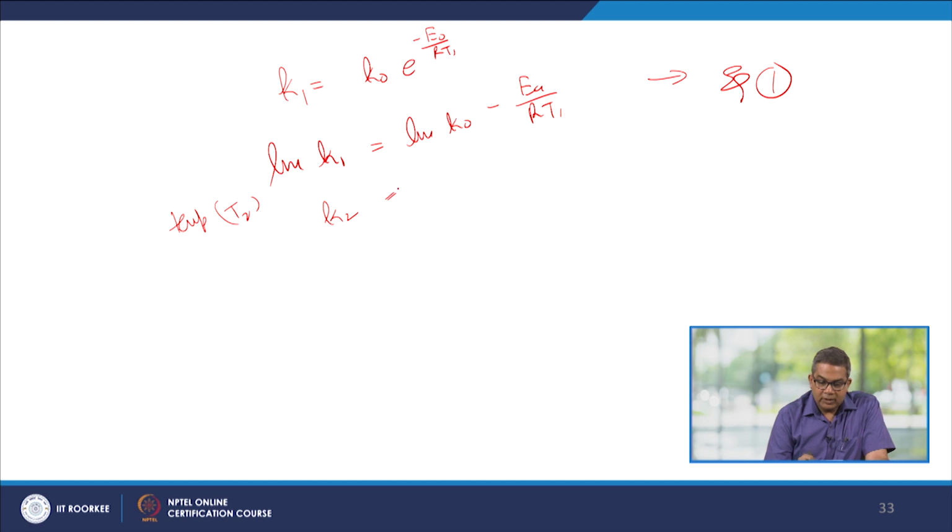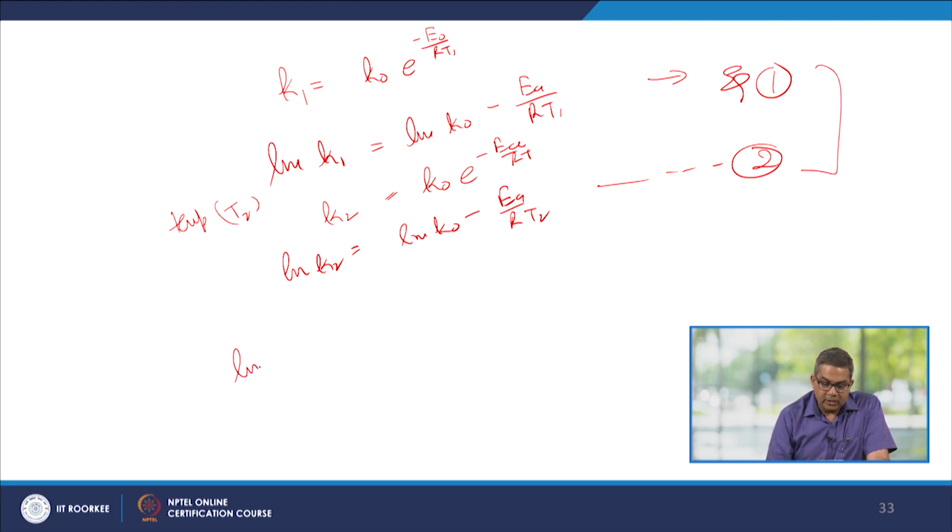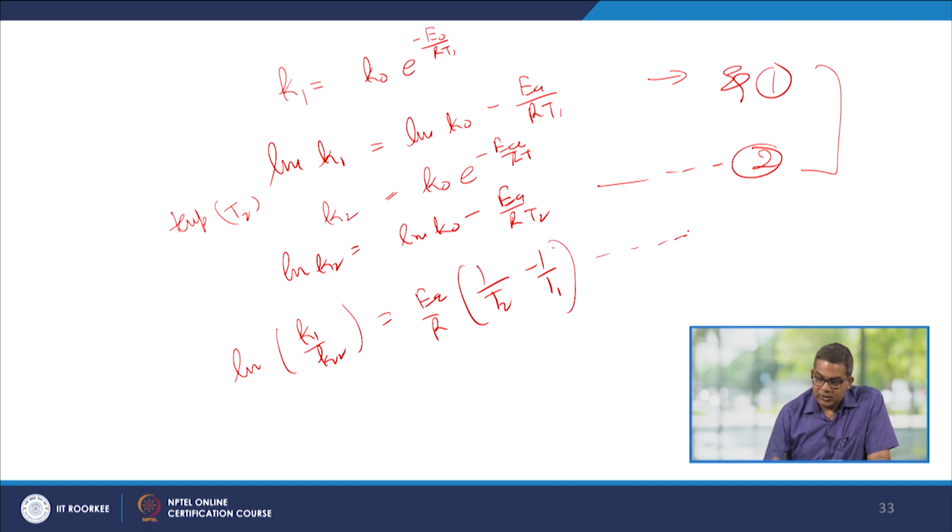K2 is equal to K naught e to the power minus EA over RT2. Now ln K2 is equal to ln K naught minus EA upon RT2. This is equation number 2. Now if we combine both the equations and rearrange, then it comes out to be ln K1 over K2 is equal to EA upon R into 1 upon T2 minus 1 upon T1. This is equation number 3.